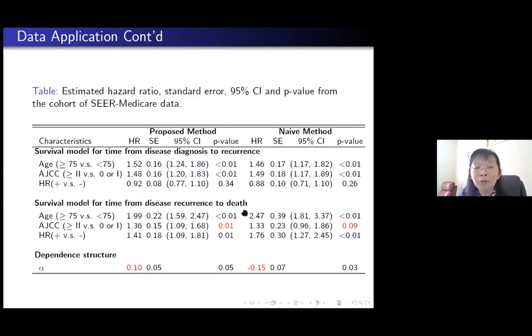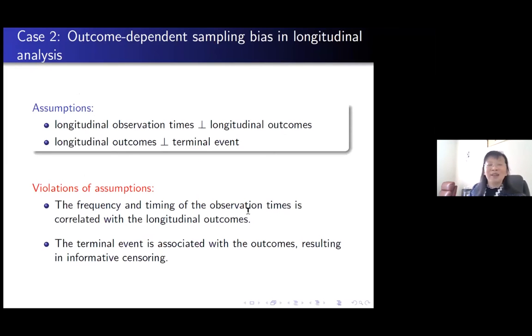So now I'm going to move on to the second example, outcome-dependent sampling bias in longitudinal data analysis. In long-term follow-up studies, longitudinal data are often collected until a terminal event occurs. In analysis of such data, two assumptions are commonly made. One is independence between the observational times and the outcome. The other is independence between the longitudinal outcomes and the terminal event.